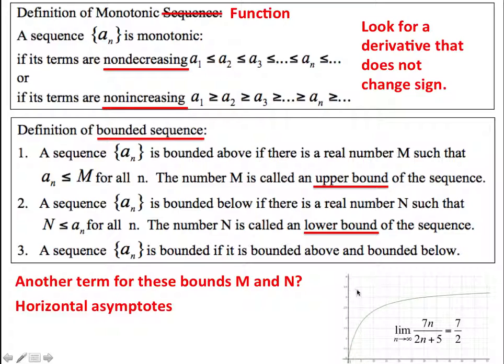So that limit was 3.5. If you notice, the terms of this sequence are all smaller than 3.5, so 3.5 must be an upper bound of that sequence.